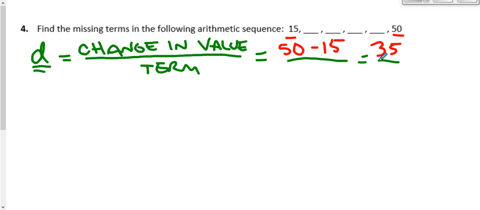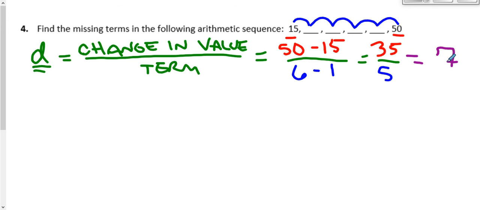For the denominator, we have to find the term. And the term is the number of times we've changed. So how many times did we move? To find that, we can do our little bumps to figure out how far we moved. Or we can figure out what terms we're looking at here. We're looking at the first term, second term, third term, fourth term, fifth term, and sixth term. So we went from the first to the sixth, so we went a total of 5 terms. The other way to do that is to count the bumps. So from 15 to here, that's 1, 2, 3, 4, 5 terms that we've moved. So 35 divided by 5 is the only math we have to do.